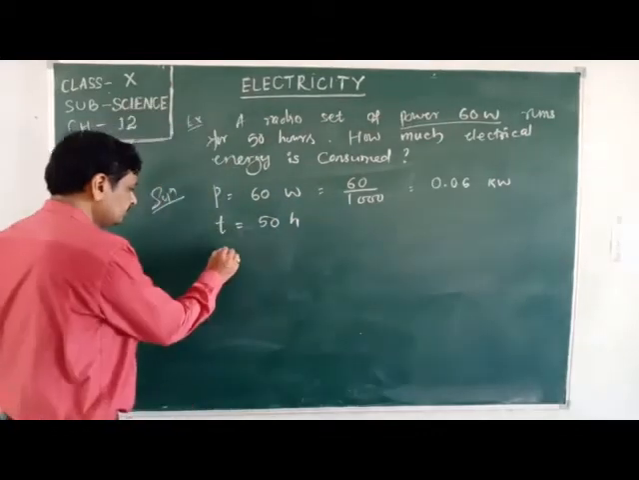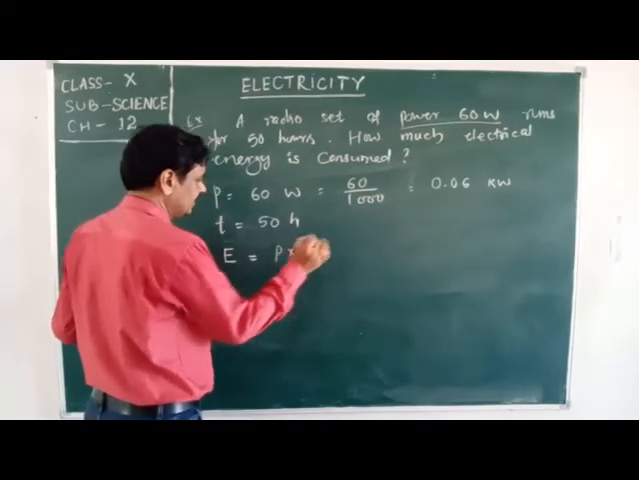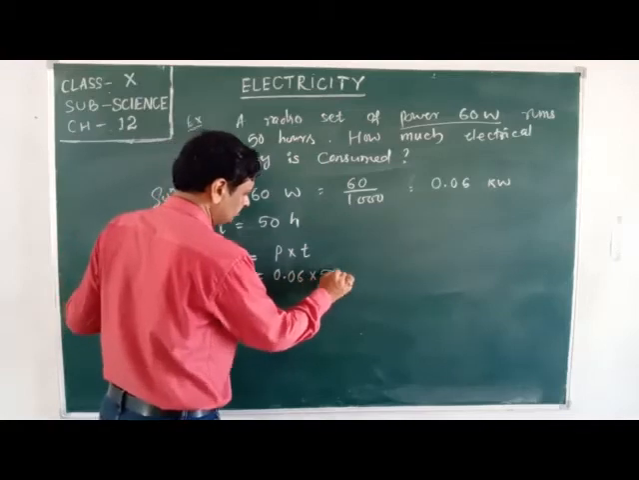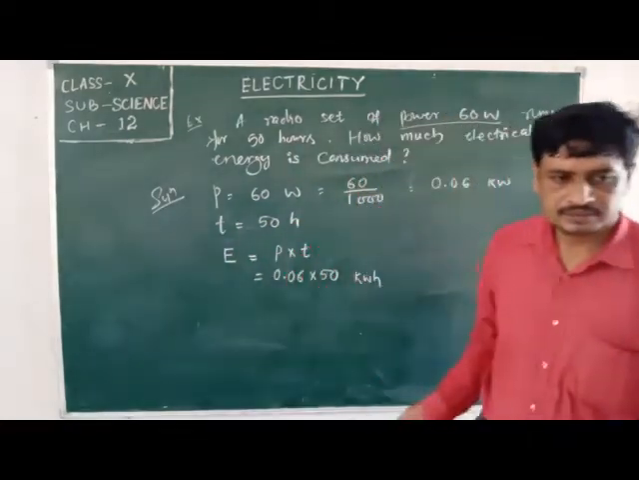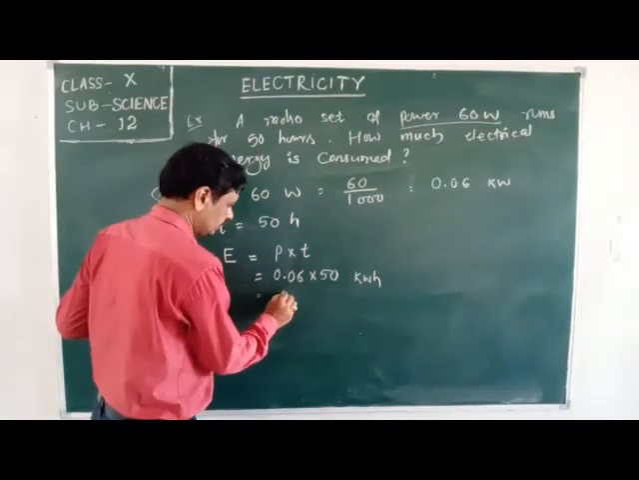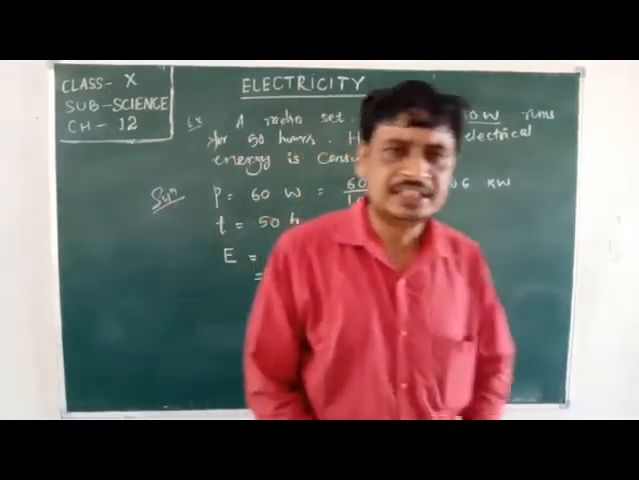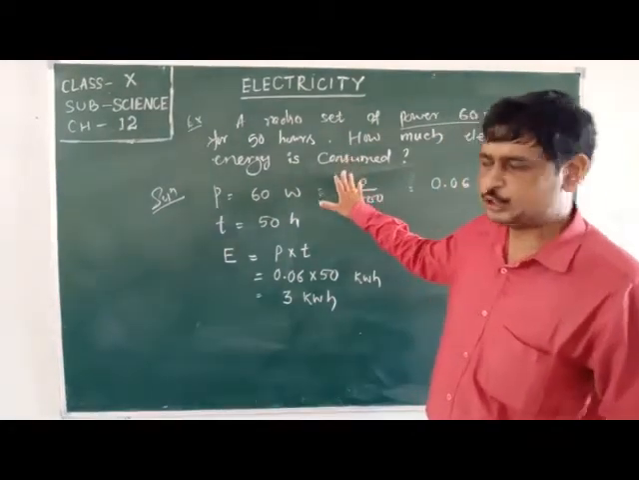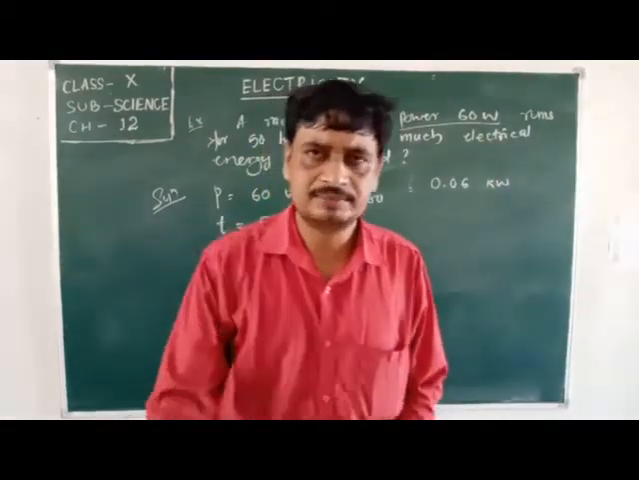Then the energy used here is the product of power and time, that is 0.06 into 50. It is kilowatt hour. This becomes equal to 3 kilowatt hour, or we can say 3 units here. 3 kilowatt hour energy will be consumed by the radio set of power 60 watt that runs for 50 hours.